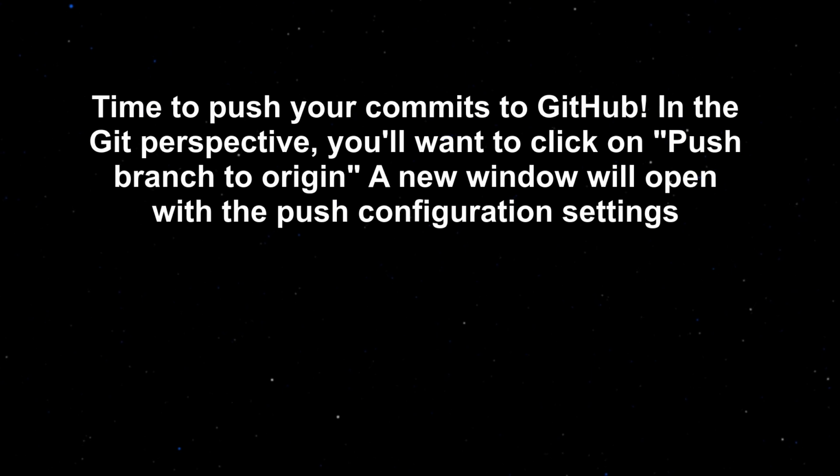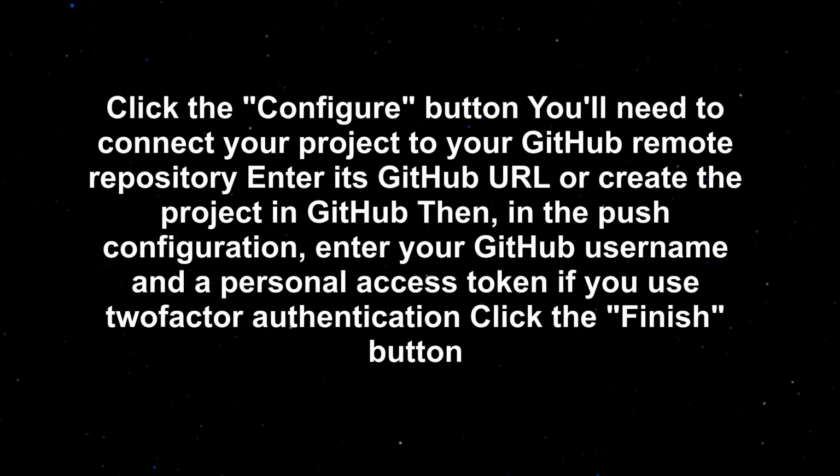Time to push your commits to GitHub. In the Git perspective, you'll want to click on Push Branch to Origin. A new window will open with the push configuration settings. Click the Configure button. You'll need to connect your project to your GitHub remote repository.